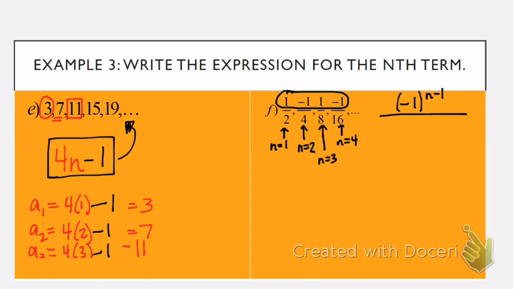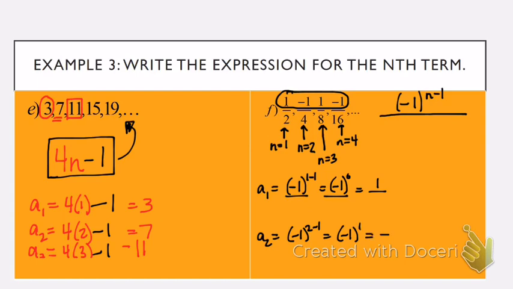So if I'm just looking at the top right now, if I take, for the first term, negative 1, and I raise it to the 1 minus 1 power, that would be negative 1 to the 0 power. Well, anything to the 0 power is 1. And 1 is what I want for my numerator for the first term. If I plug in a 2 for n, negative 1 to the 2 minus 1 is negative 1 to the first power, which is negative 1. And that's the numerator I want for my second term. So this rule does work.